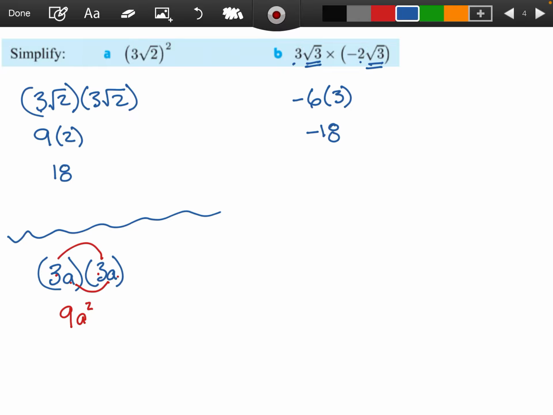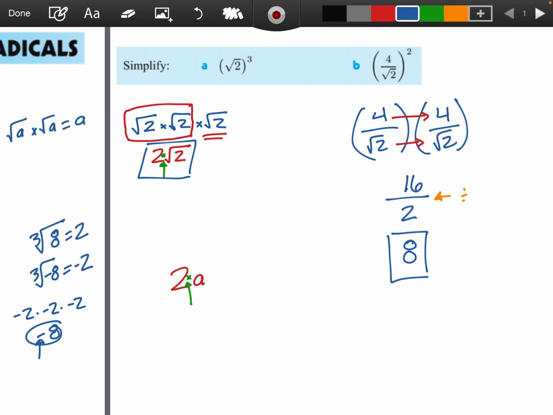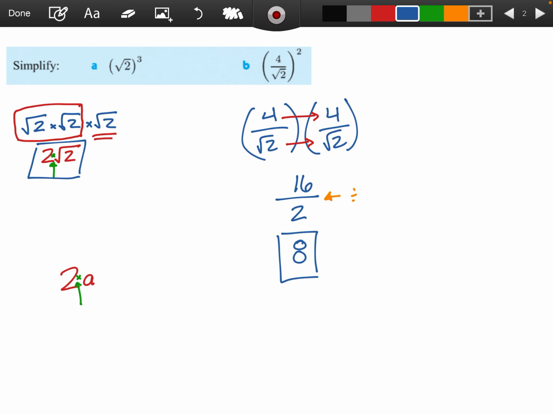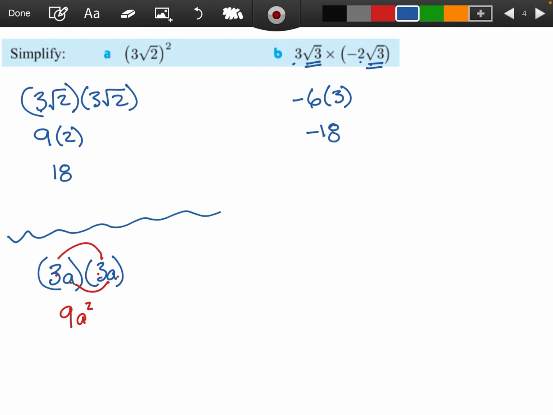Okay, so that's a basic introduction here on radicals and this idea that when you multiply a radical by itself, a square root by itself, you get the number that was underneath. When you multiply a cube root by itself 3 times, you get the number that was underneath. And then we looked at a couple of examples of applying that to some different situations. So that's it for this video.